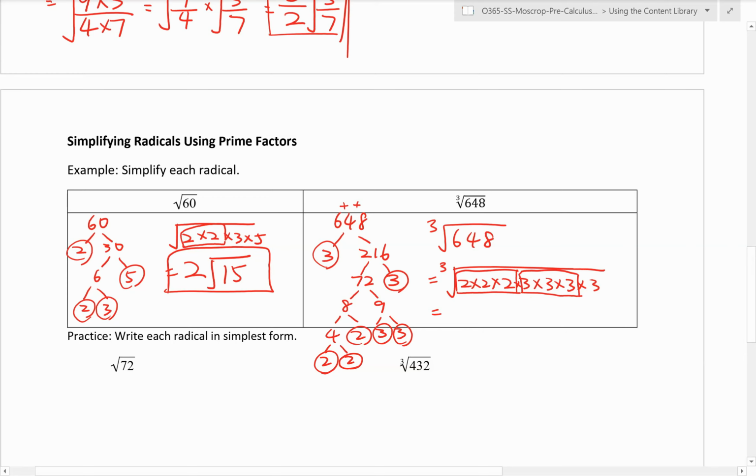So what that means is when we cube root 2 times 2 times 2, the end result is just going to be a 2. When we cube root 3 times 3 times 3, the end result is just going to be a 3. And there is a 3 remaining inside the radical, and there's absolutely nothing we can do about it. So once we have this, we can simply multiply the 2 and the 3, we get 6. And so our final answer is 6 cube root of 3, and that's it.